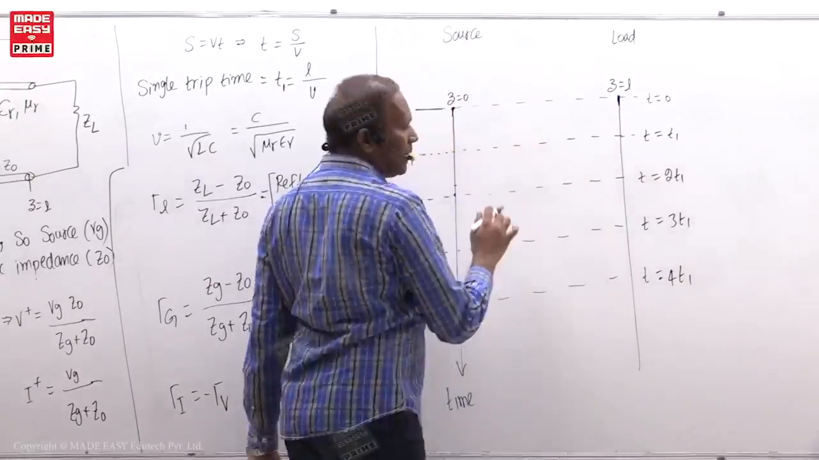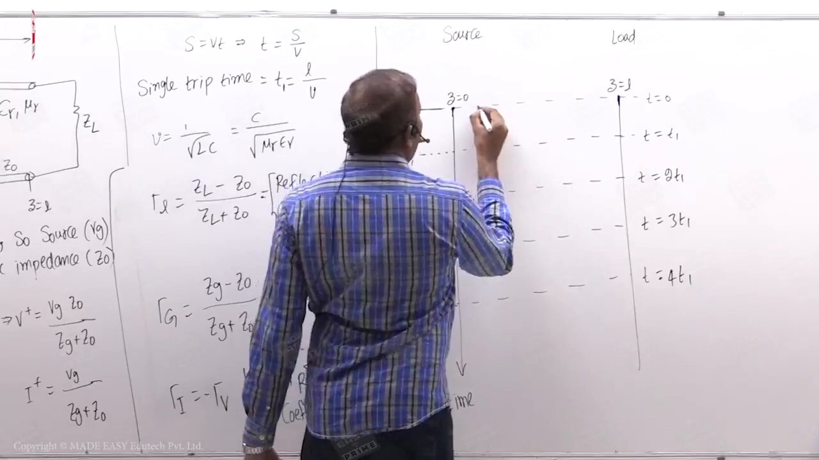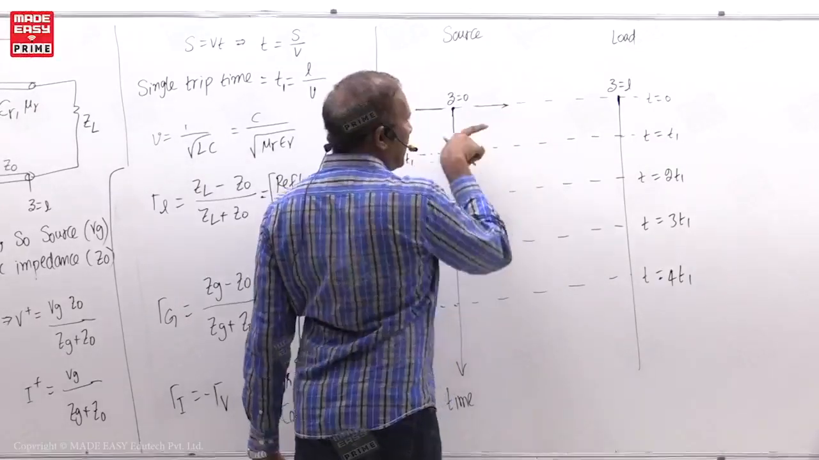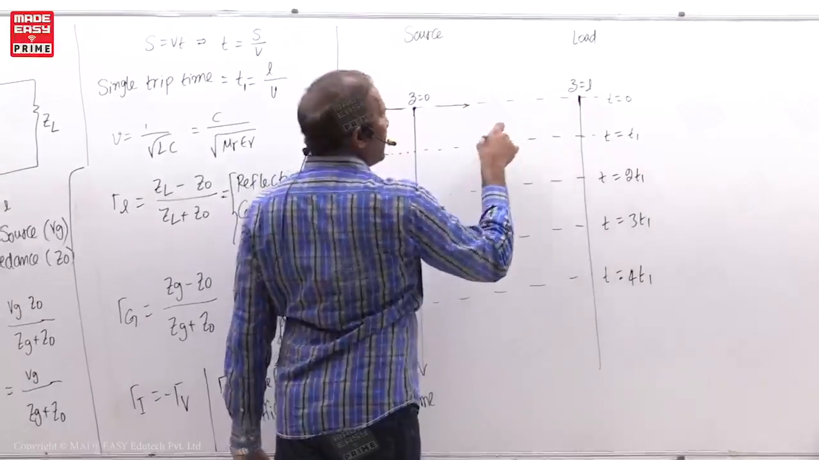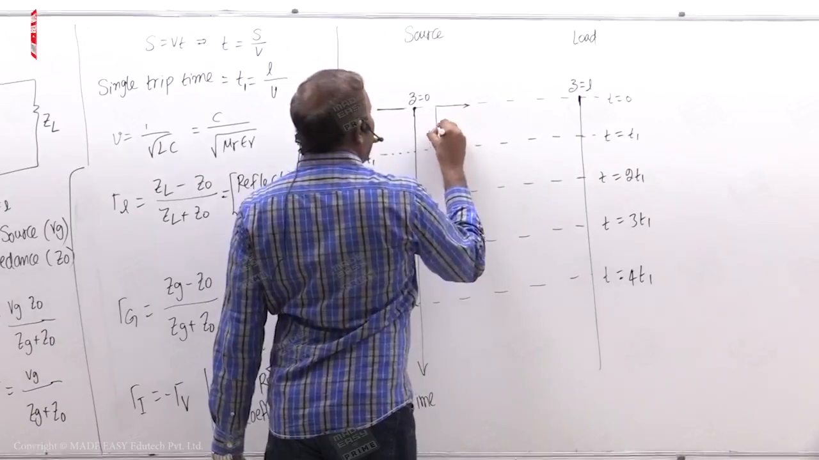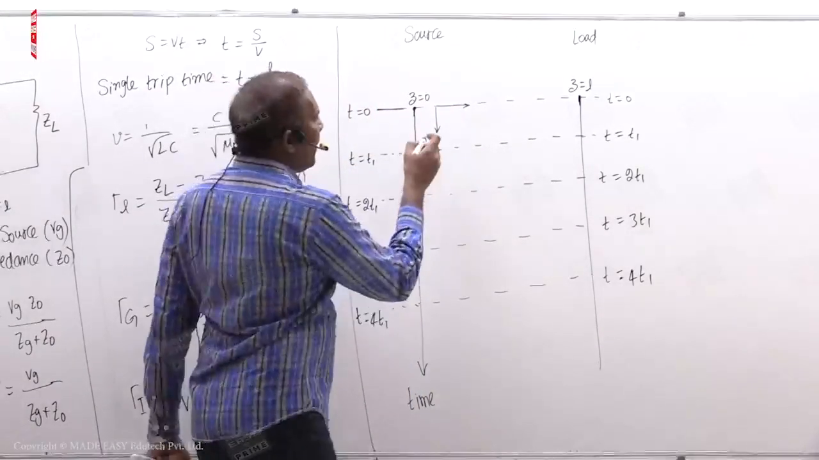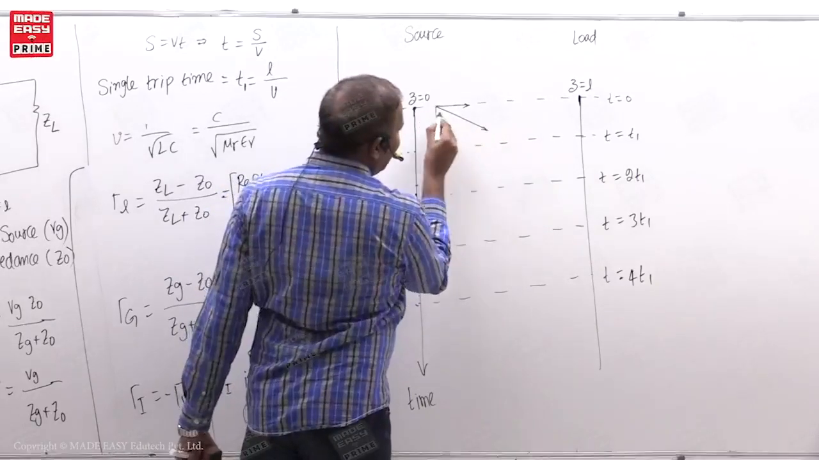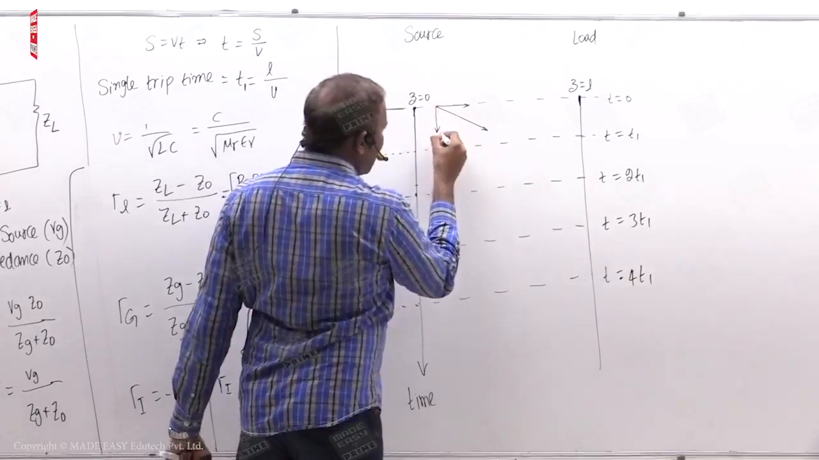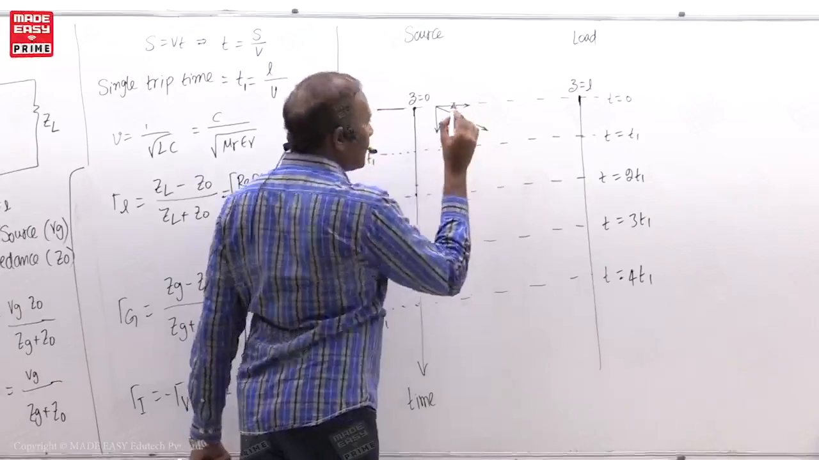Students, first of all, let me tell you one thing. If I draw a line like this, it means distance is increasing. If I draw a line like this, it means time is increasing at constant distance. But if I draw a line like this, it means time is increasing and distance is also increasing.